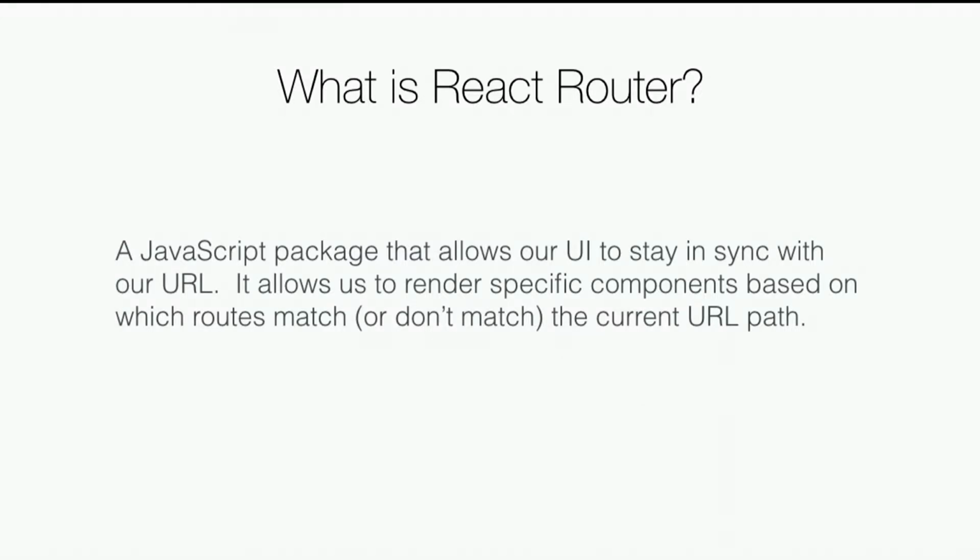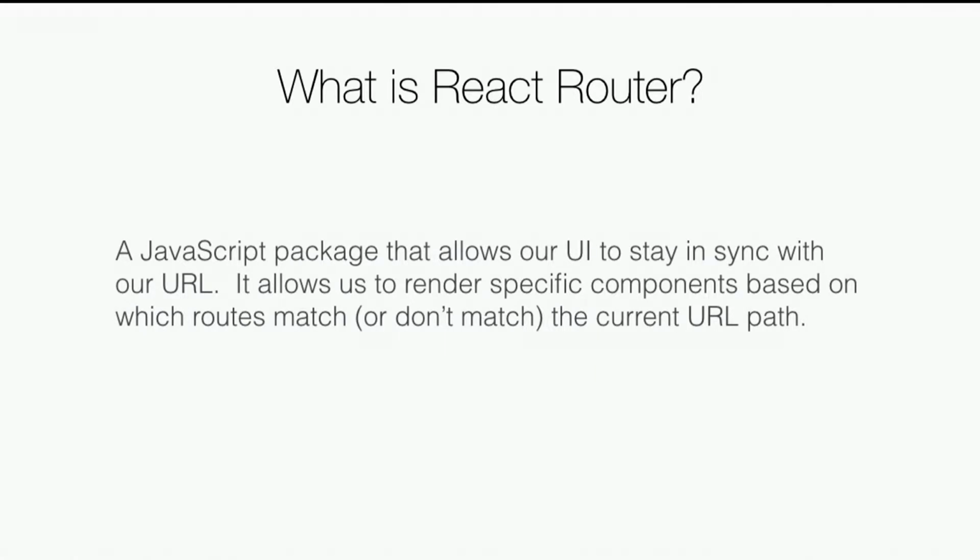So React Router is a JavaScript package that allows our UI to stay in sync with our URL, meaning when our URL changes, then that needs to change something that we're rendering, right? If we go to a different page, essentially a different route, we would expect that to render something different. Like if I go to mywebsite.com/users, what would you expect to see? A list of users, right?